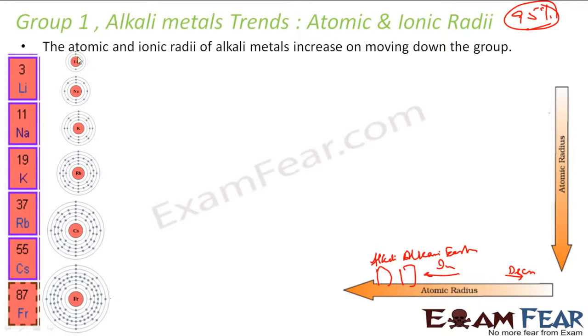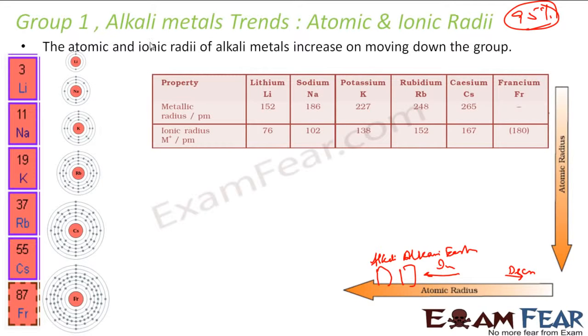If you just visualize this in your mind, you should be able to solve the maximum number of questions, provided you understand the concepts, right? If you go down the group, the size increases. Why does the size increase? Because the shells increase. With this, this is the data we have got. For lithium, the metallic radius is 152 picometer. For sodium, it increased to 186. For potassium, it's all the more increased to 237. Then for rubidium, 248, right?